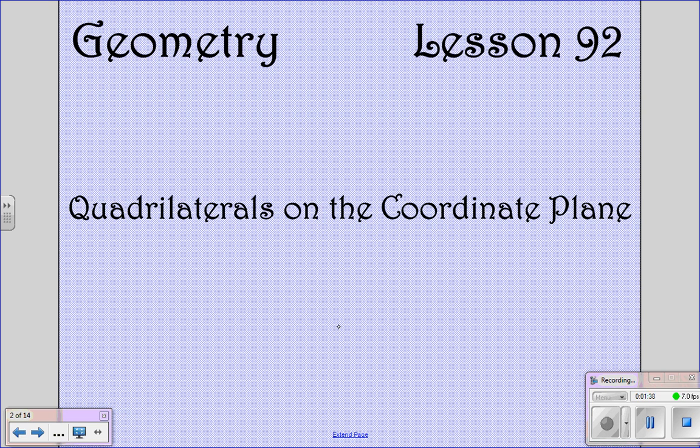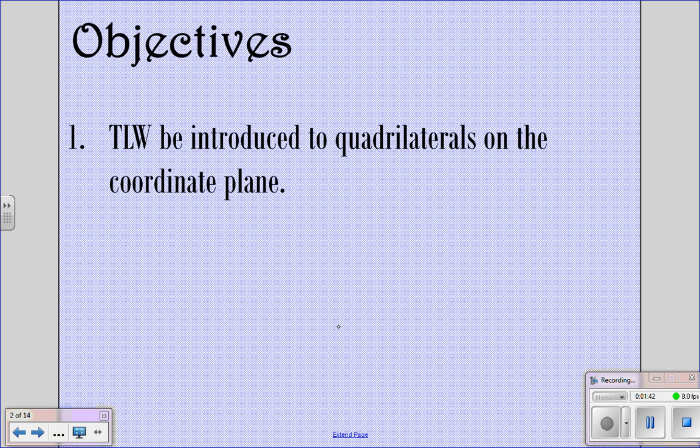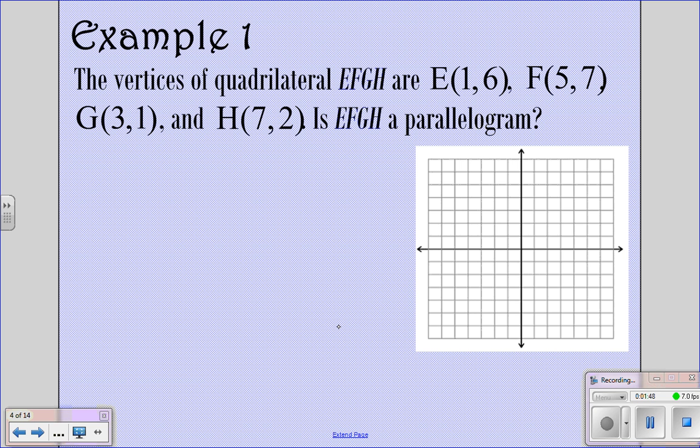So we're looking at lesson 92 today, quadrilaterals on the coordinate plane. So hopefully after this lesson, you'll understand how to deal with quadrilaterals on the coordinate plane. So looking at an example, the vertices of our quadrilateral are given, and they want to know, is it a parallelogram? So the first thing that you need to do is to graph your vertices.